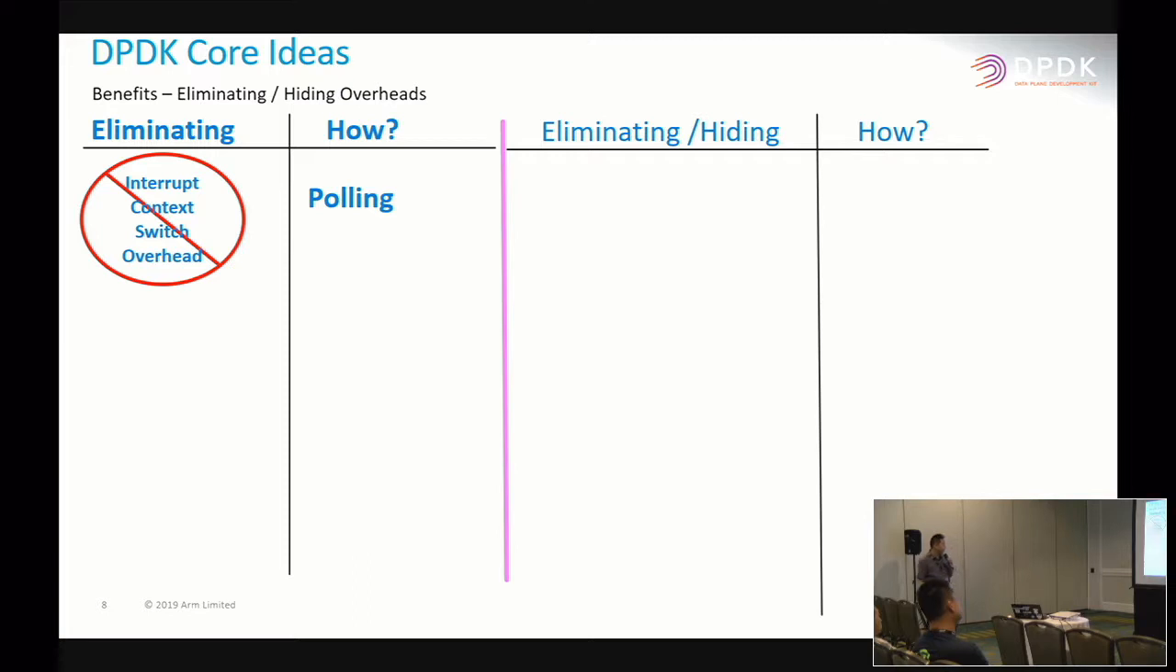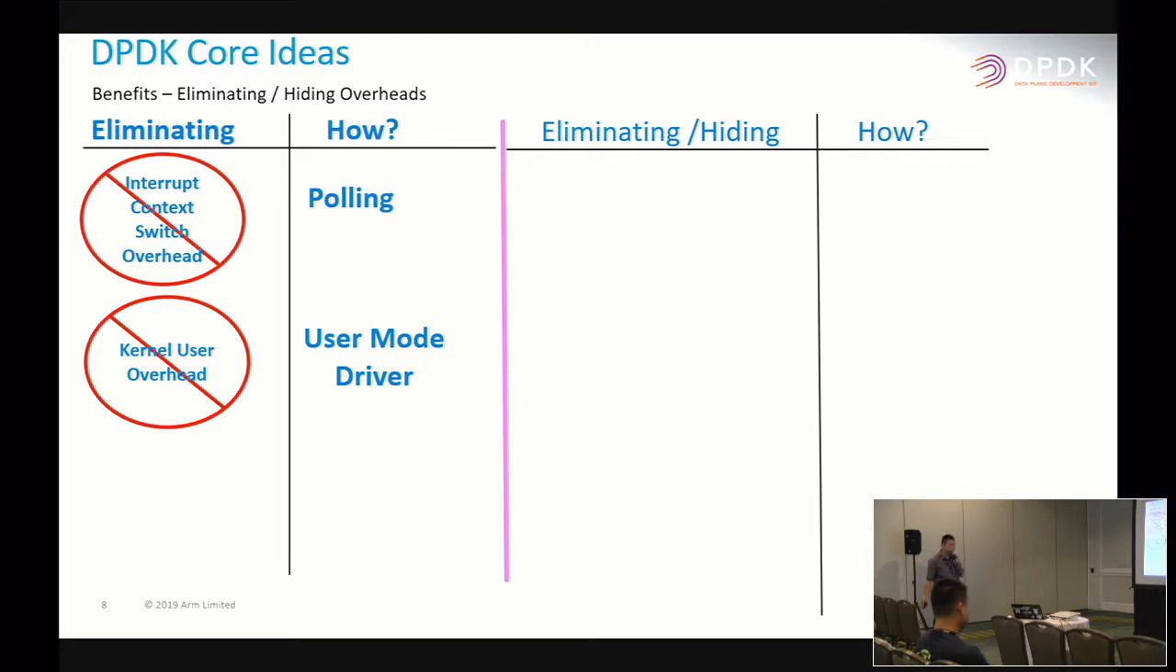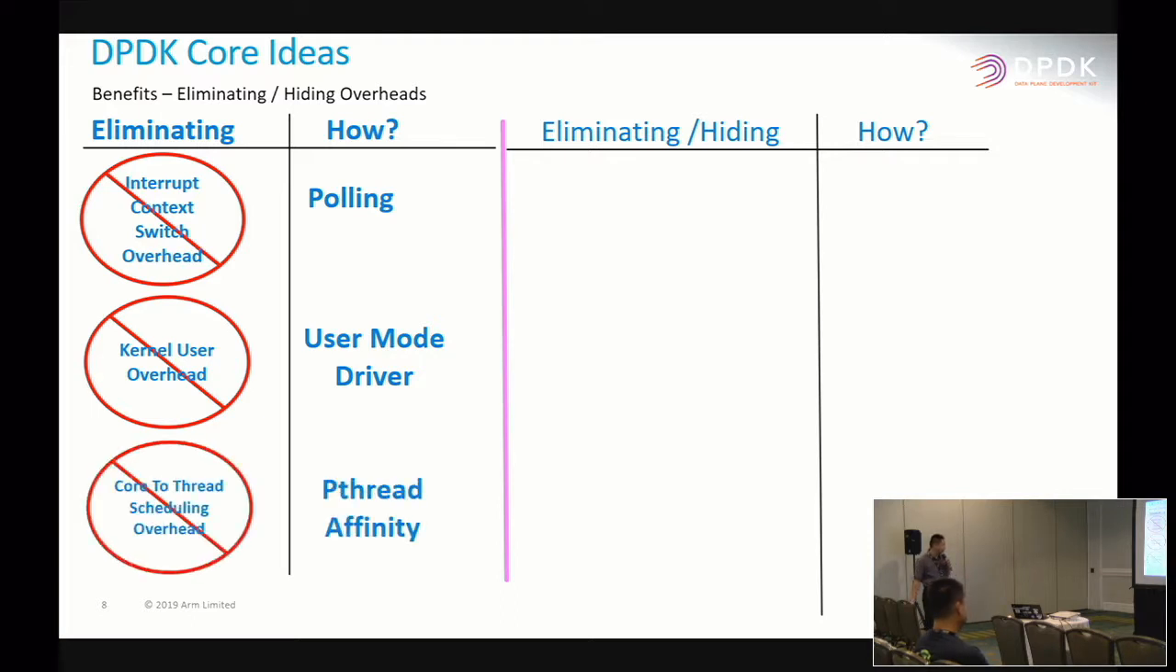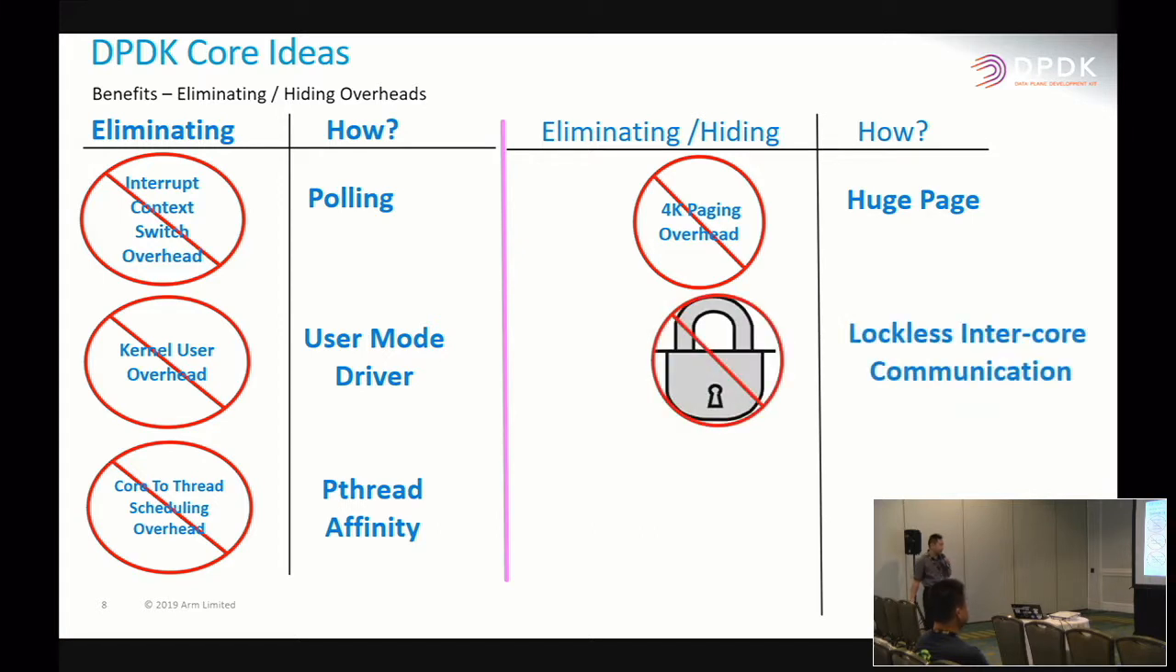So I give a list of some typical features DPDK uses. Firstly, it uses polling instead of interrupts. Secondly, it uses a user mode driver instead of a kernel mode driver. And pthread affinity, huge pages, lockless inter-core communication, high throughput burst mode, and all things like that.